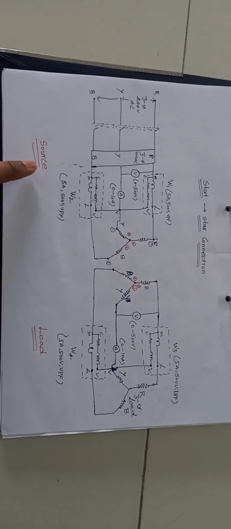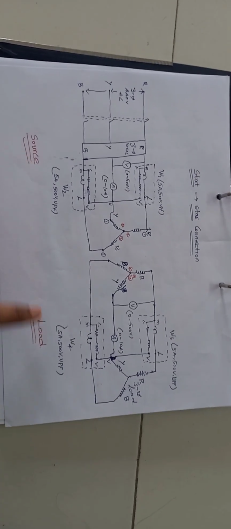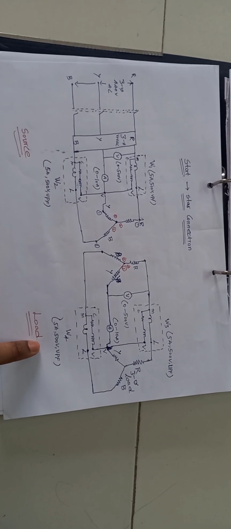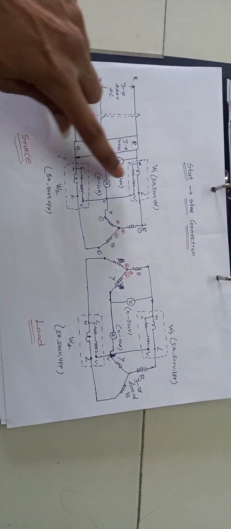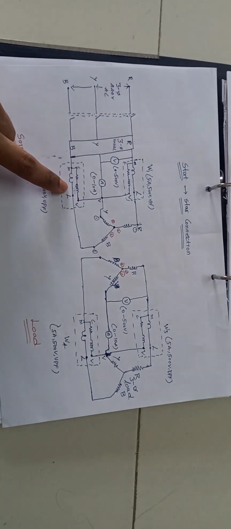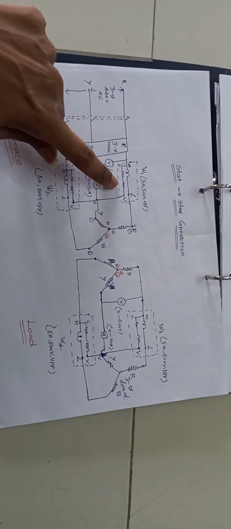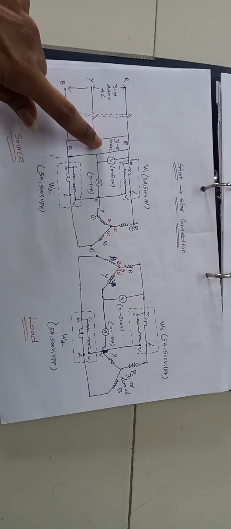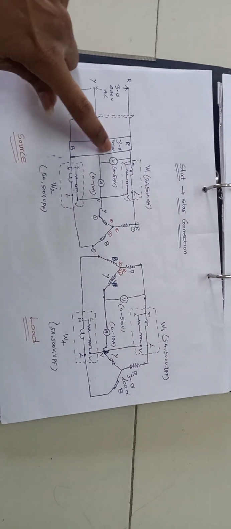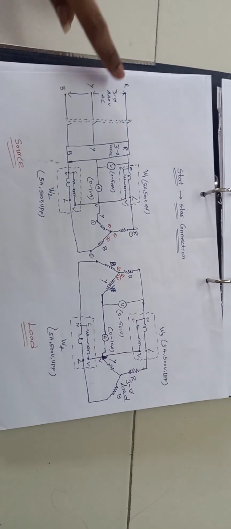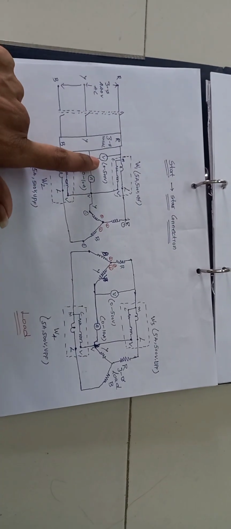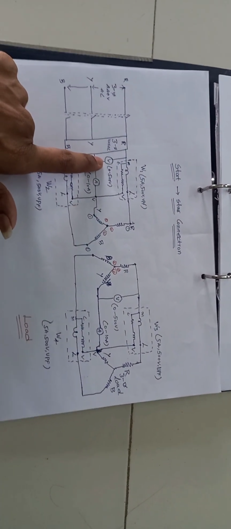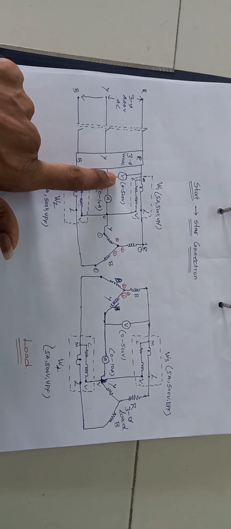So here the star source is also a star and the load is also a star. Here we are going to take 2 wattmeters. For R phase and B phase we need to measure the power. So W1 wattmeter and W2 wattmeter, and we are taking one voltmeter in between R phase and Y phase. This one is for line voltage measurement purpose only. We are taking this voltmeter.